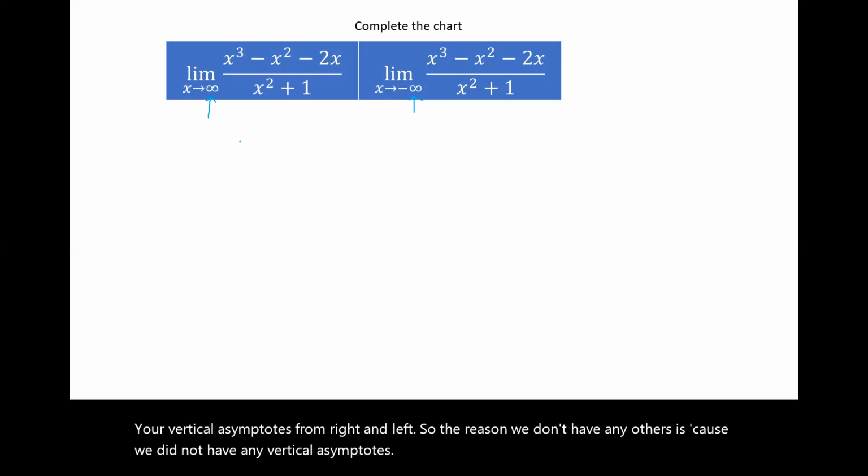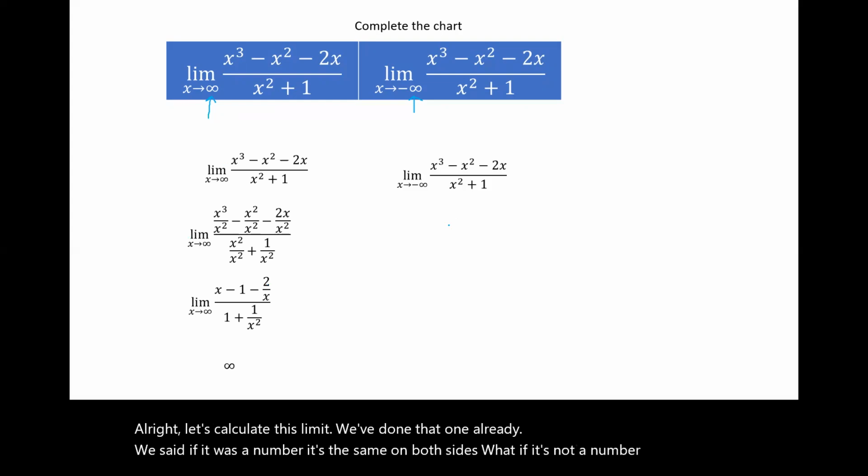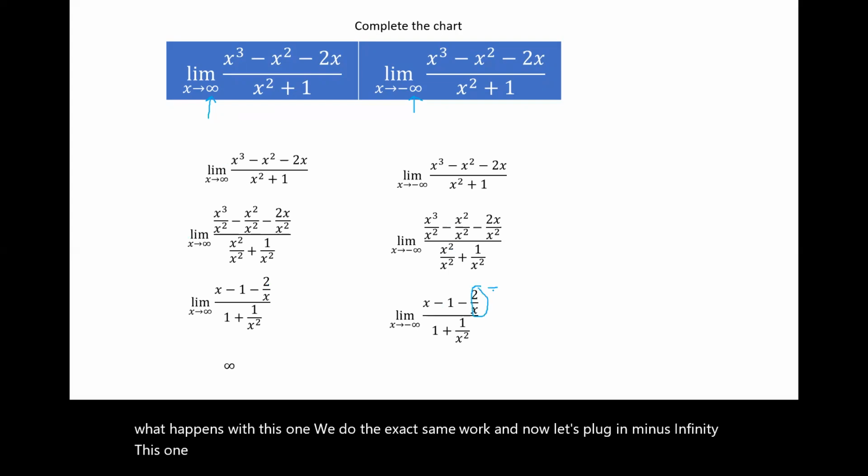All right, let's calculate this limit. We've done that one already. We said if it was a number, it's the same on both sides. What if it's not a number? Let's check what happens with this one. We do the exact same work, and now let's plug in minus infinity. This one still goes to 0. This one still goes to 0.